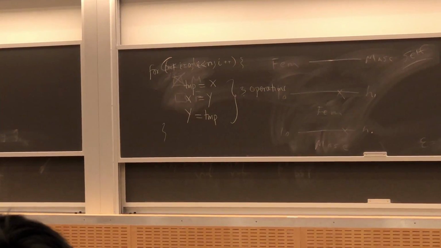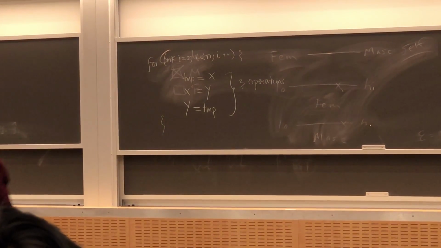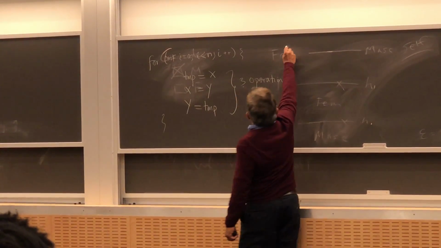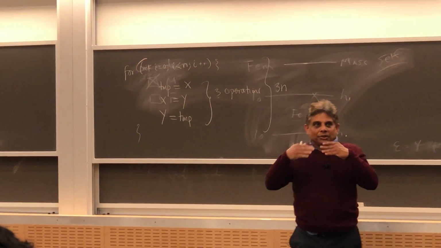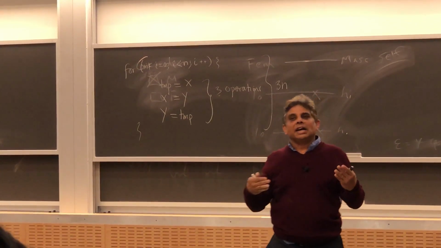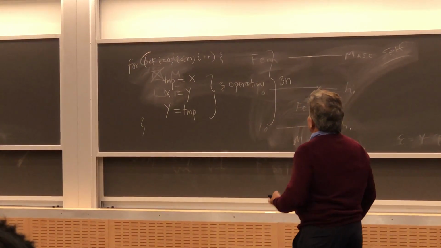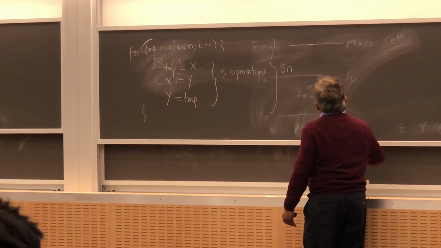3 times n, okay. So once I do the thing, then I will get 3 times n operations, because each of those 3 operations are done n times. Okay, 3n operations. So I'm going to introduce a little notation.